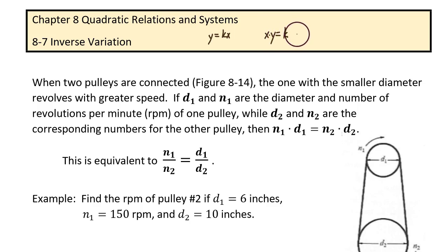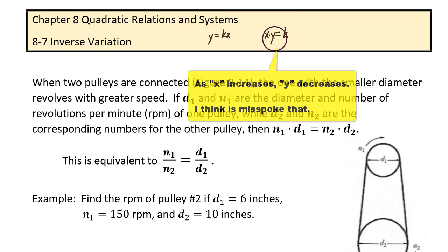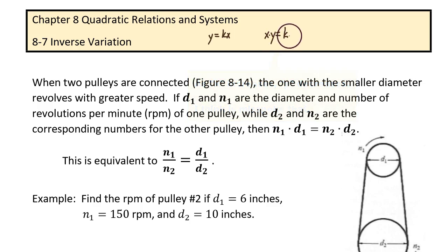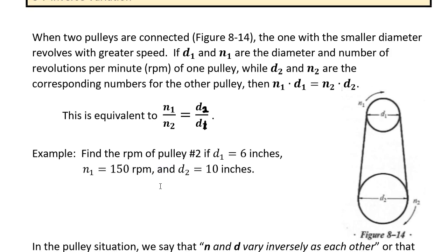a constant. As the value of x increases, the value of y would have to decrease in a predictable way in order to equal that constant number. Here's an example situation using inverse variation. When two pulleys are connected, as shown in this drawing, the one with the smaller diameter, this top one here, will revolve at a greater speed.